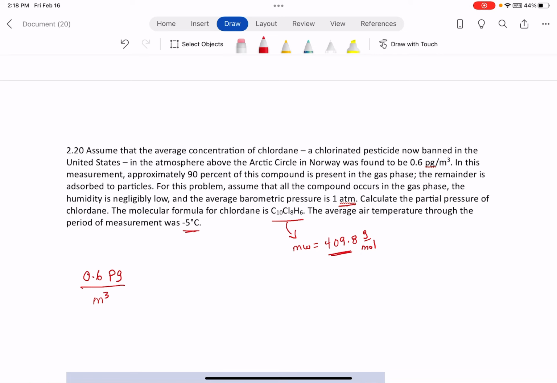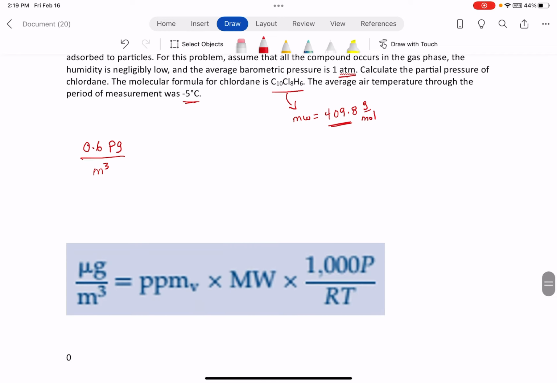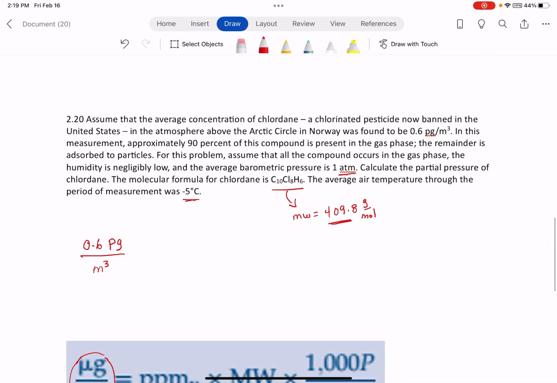Remember the equation when you convert, because in order to find the pressure, we need to find the concentration of chlordane in ppm. We have it here in picogram per meter cube. Remember the equation? We need the value in microgram per meter cube. Okay, so let's look at this picogram. Let's convert the picogram into gram. 1 gram is 10 to the 12 picogram.